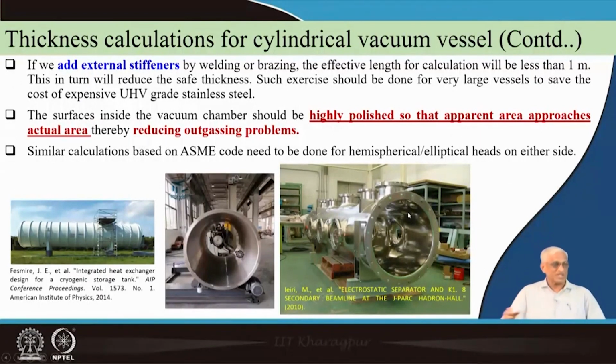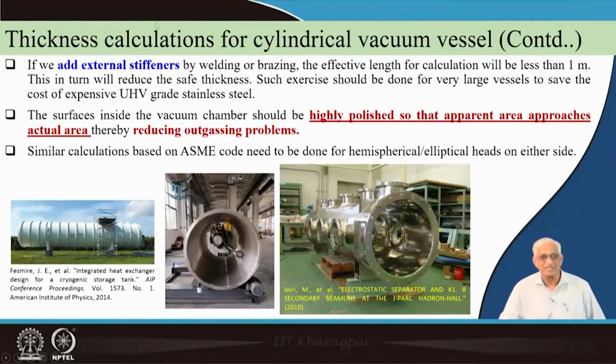Once you take up this decision, but if your boss says, no, I want to save more money, you make it not 2.5 mm, you make it 1.5 mm, so that I will save crores of rupees in the large chamber. Then how to do? You can add some stiffeners outside to this vessel, cylindrical vessel.